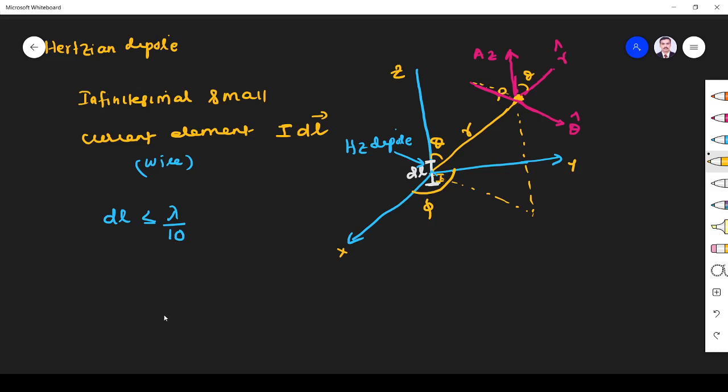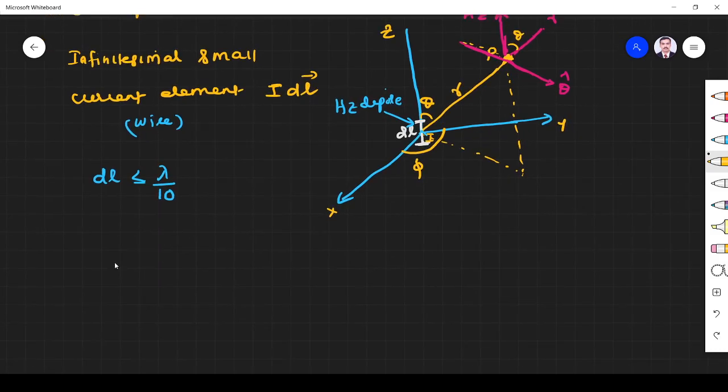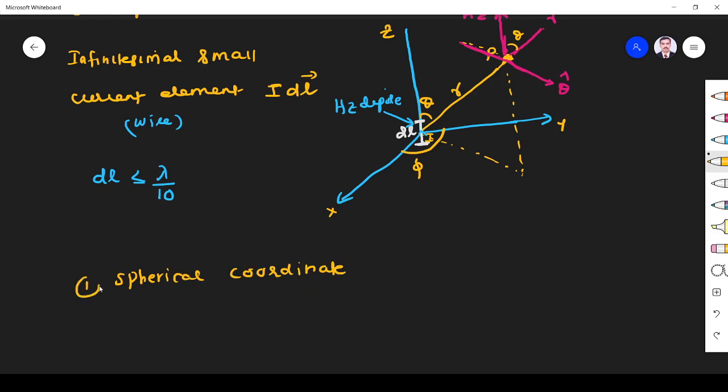The first thing, as I told in one video, in what way we have to analyze the radiation mechanism: first, we have to decide the coordinate system. Here, the coordinate system we are going to use is the spherical coordinate system, because the radiation will be in the form of a sphere, so it is easy to work with. Second, we have to find the vector magnetic potential, so that we will see now.